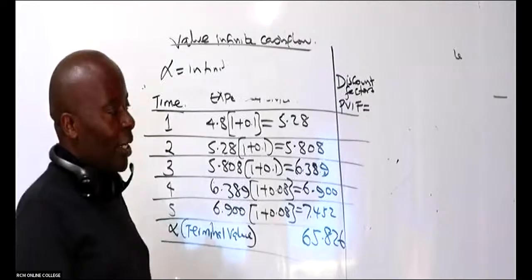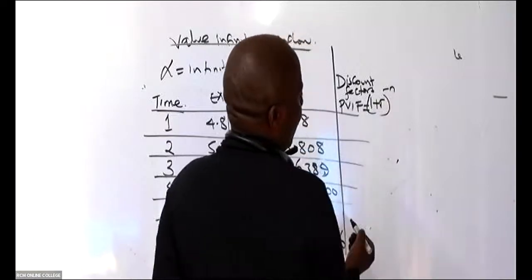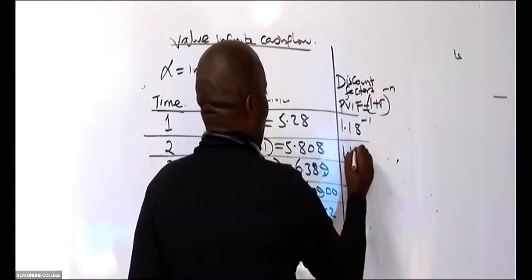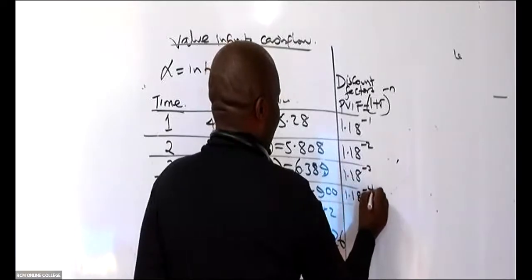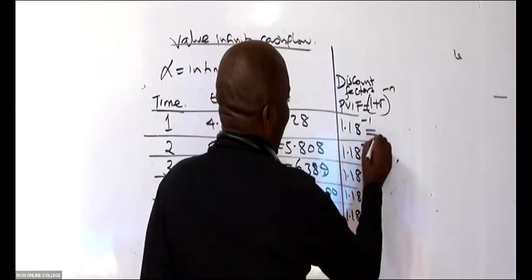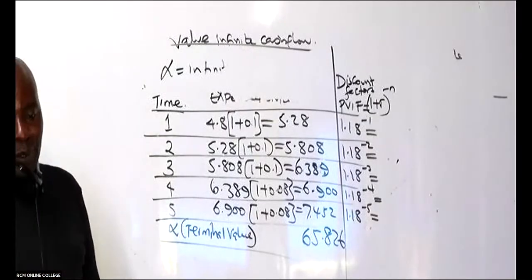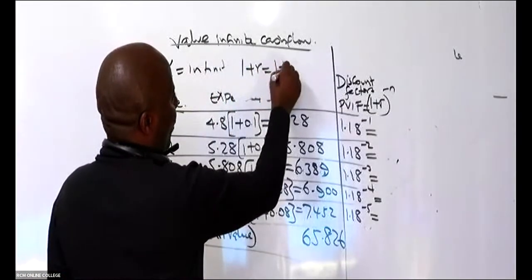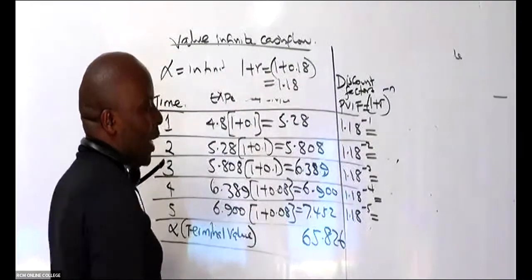I know the formula. It is 1 plus R raised to negative N. So it will be 1.18 raised to negative 1, 1.18 raised to negative 2, negative 3, negative 4, negative 5. Four decimal places. Remember, PVs will always be in terms of four decimal places. Where am I getting 1.18 from? Remember, it is 1 plus R, and our R is 0.18. That's how I got my 1.18.